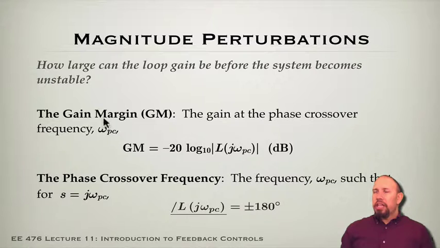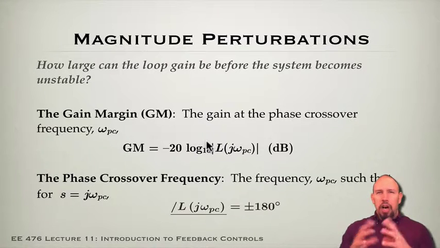So based on that, we can define something called the gain margin. The gain margin is the gain at the phase crossover frequency. The phase crossover frequency is when the loop gain has phase 180 degrees, or plus or minus 180 degrees. Usually it's minus 180 degrees. The frequency at which that occurs is called the phase crossover frequency. That phase crossover frequency is then used to determine the gain margin. That's the gain at the phase crossover frequency. So this is a measure.